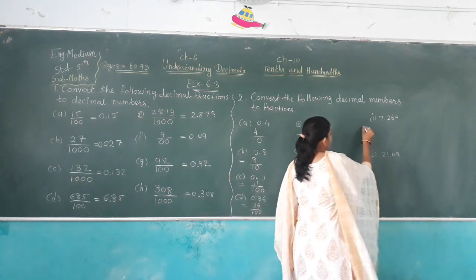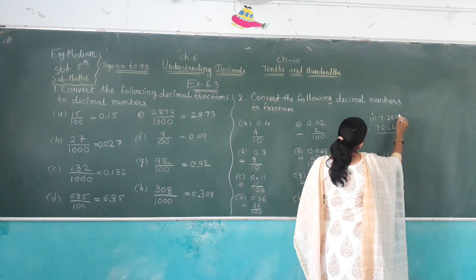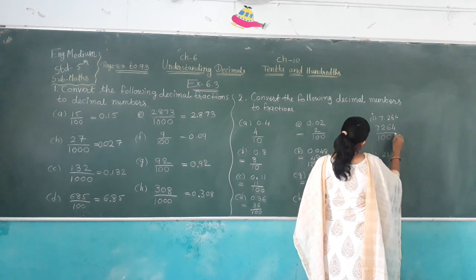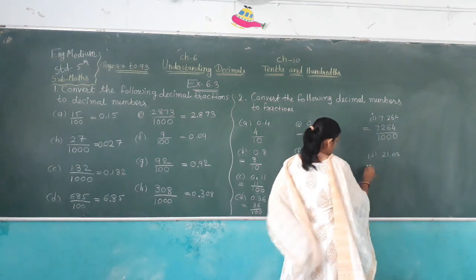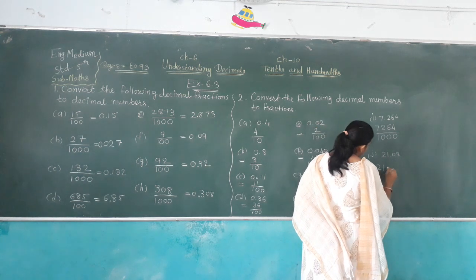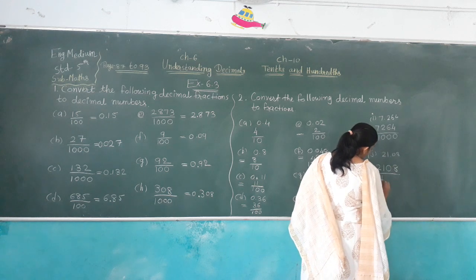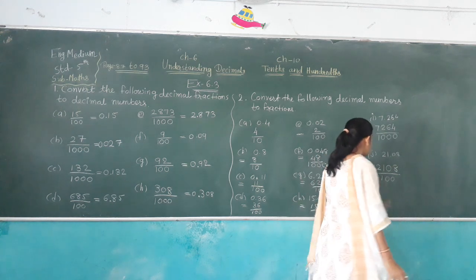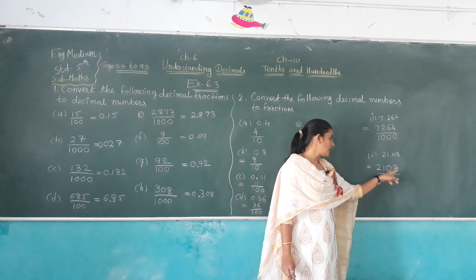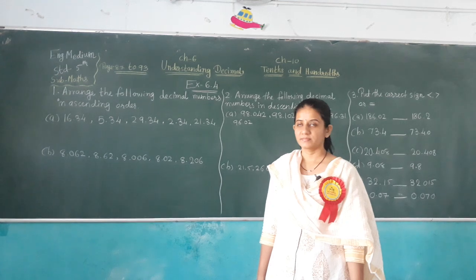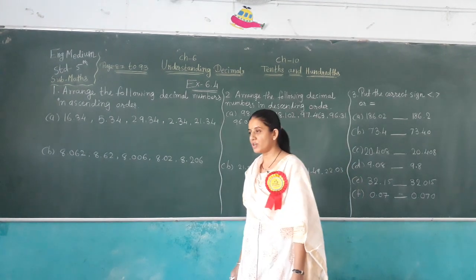Now next one, 7264. After the point there are 3 digits, so 1 and after it 3 zeros, so 1000. So last one, 2108. After the point there are 2 digits, so it is divisible by 100. You have 2108 hundredth.